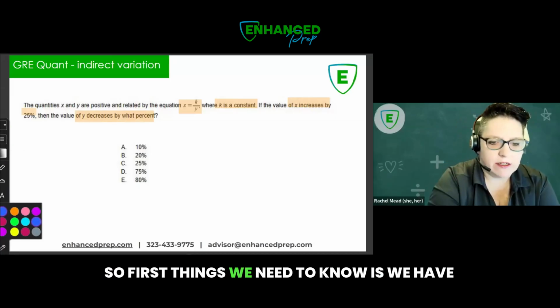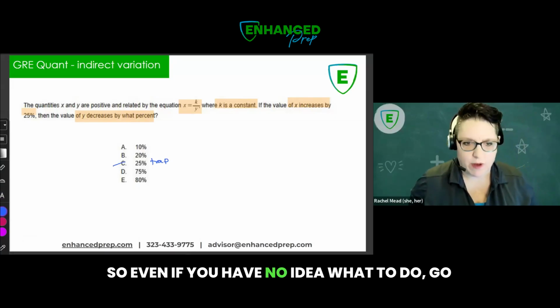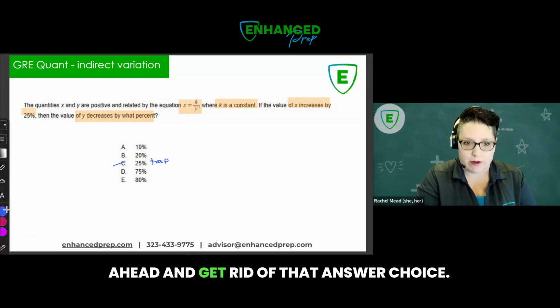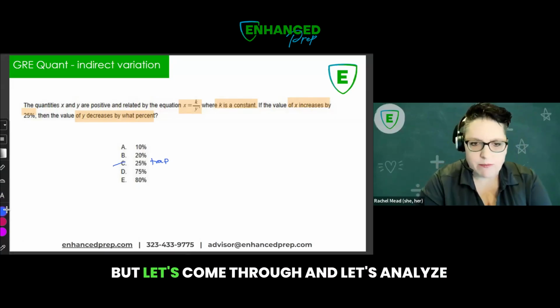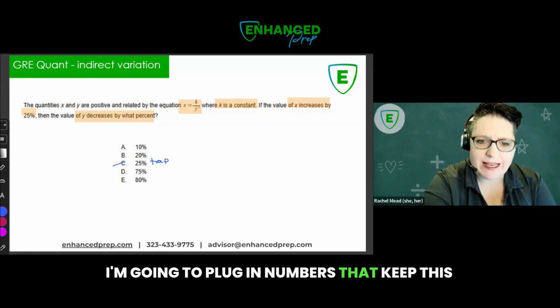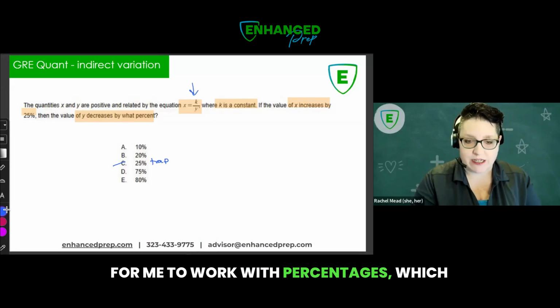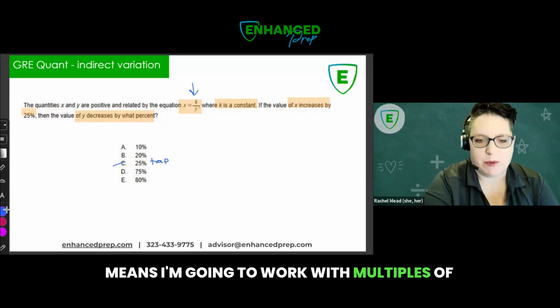So the first thing we need to know is we have a great big trap answer in here. Even if you have no idea what to do, go ahead and get rid of that answer choice. But let's come through and analyze what we can do. I'm going to plug in numbers that keep this statement true, but also make it very easy for me to work with percentages, which means I'm going to work with multiples of 10.